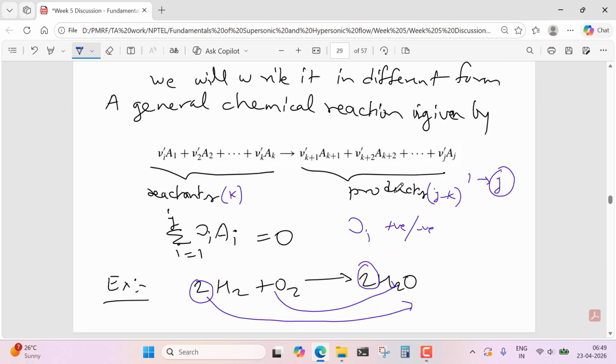Now let's take a general chemical reaction, which is given by nu1 dash A1 plus nu2 dash A2 and so on to nuk dash Ak, giving nu k plus 1 dash A k plus 1 plus nu k plus 2 dash A k plus 2 and so on to nu j dash Aj.